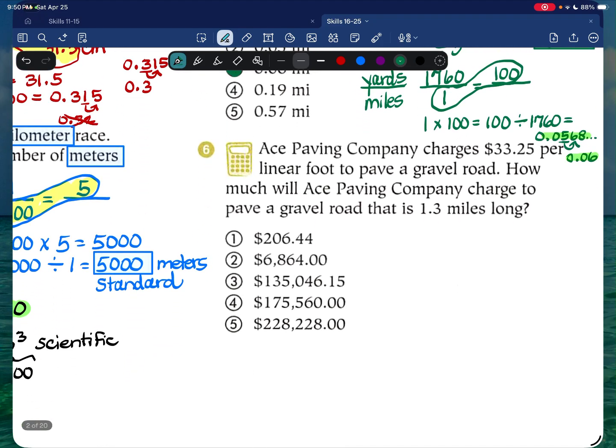And then number 6, Ace Paving Company charges $33.25 per linear foot to pave a gravel road. And let me stop right there. Let's take a look at this word, or this phrase, linear foot. A linear foot looks like this. It is a line that is 1 foot long.